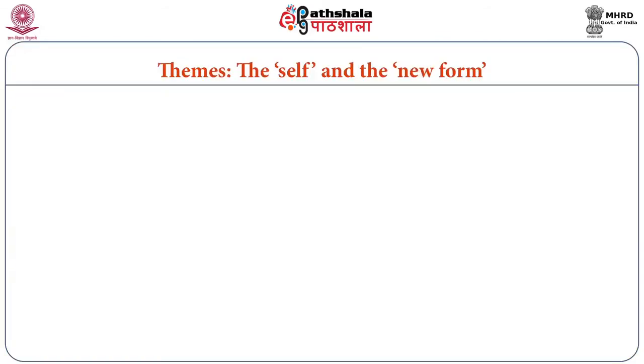Now, main themes within the text. There are two major themes which run through the text, and one is, of course, the theme of the self. For that, again, we will be looking at the ways in which Robinson Crusoe constructs himself and the new form of the novel itself.